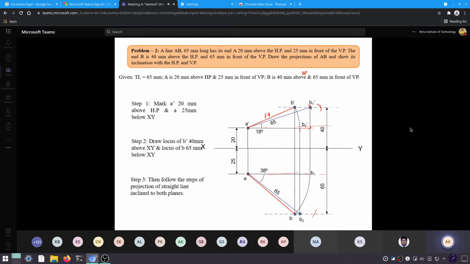Sir, please explain B dash once, what is B dash? Okay, by this method. What we have done over here, we have first drawn the true length in the front view. Up to this point it is clear? Yes, sir.